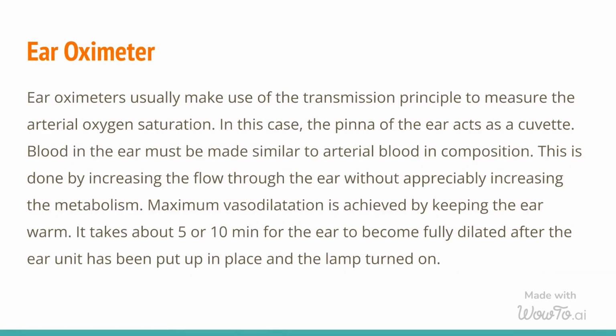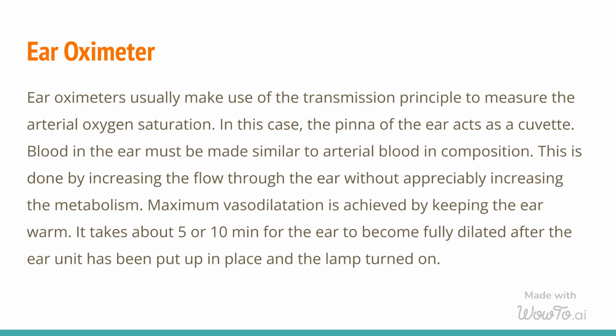An ear oximeter is a medical device used to measure the oxygen saturation level in the blood. It is designed to be placed on the earlobe and uses infrared light to analyze the amount of oxygen carried by the hemoglobin in the blood. By providing a quick and non-invasive way to monitor oxygen levels, ear oximeters are commonly used in hospitals, clinics, and even at home for patients with respiratory conditions such as asthma or chronic obstructive pulmonary disease, COPD.